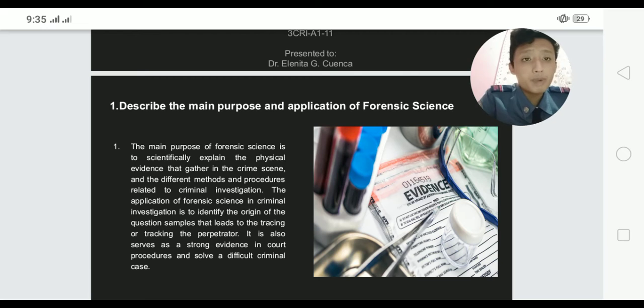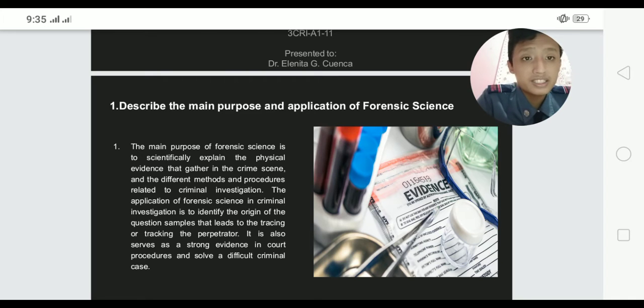So, describe the main purpose and application of forensic science. So, ito pong tanong na to ay essay form. Yung naging response po namin ay in a form of essay. So, the main purpose of forensic science is to scientifically explain the physical evidence gathered at the crime scene and the different methods and procedures related to criminal investigation.